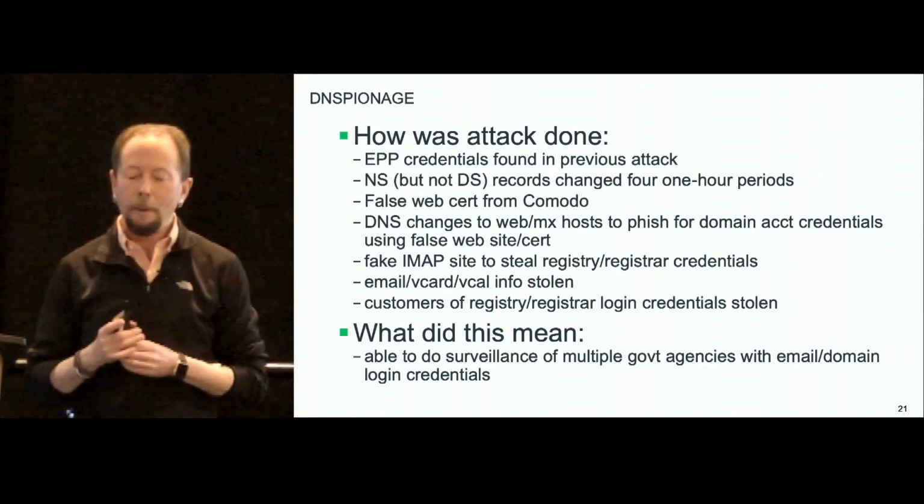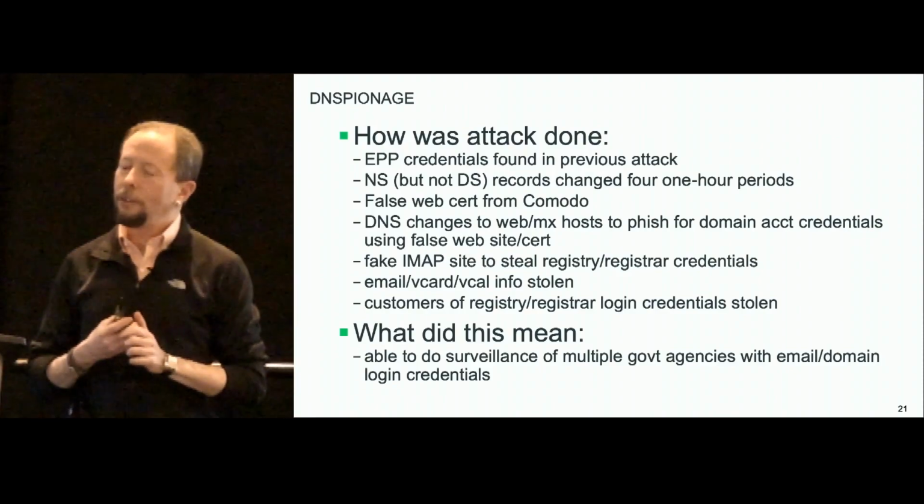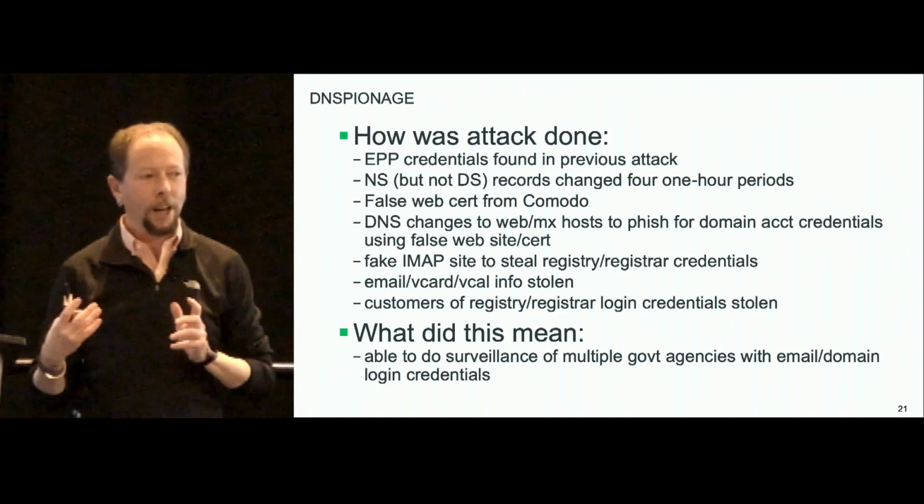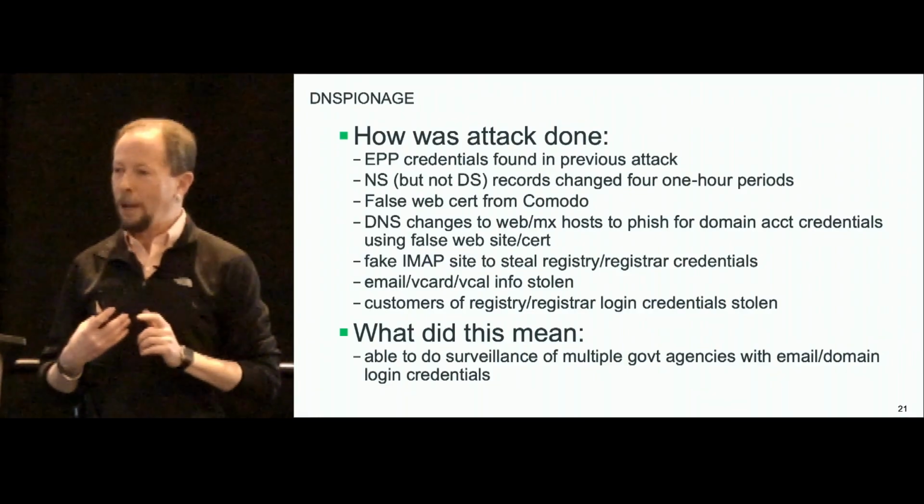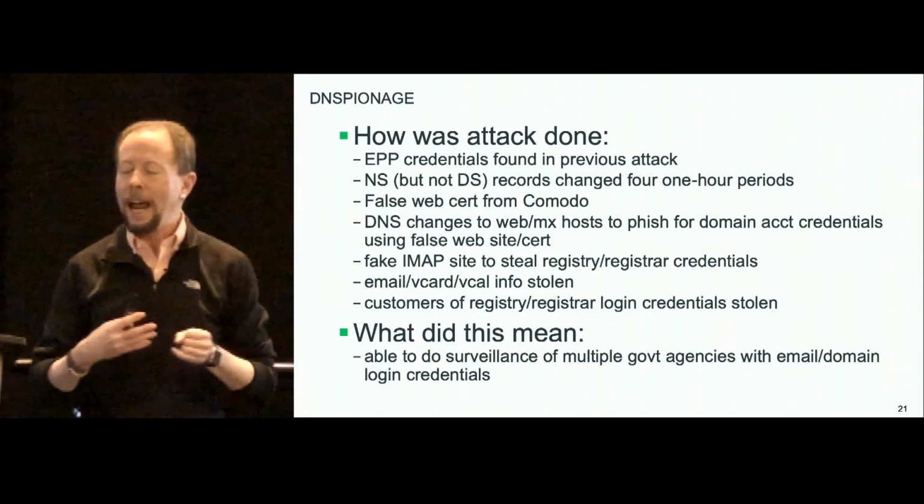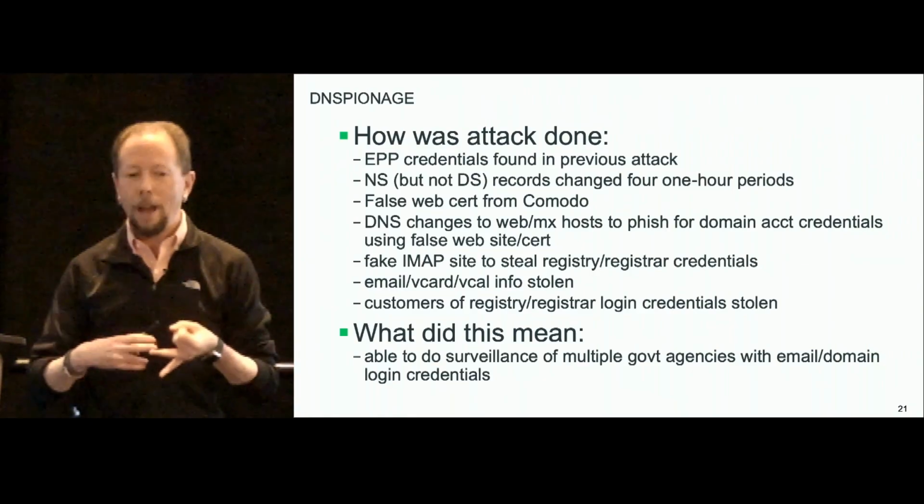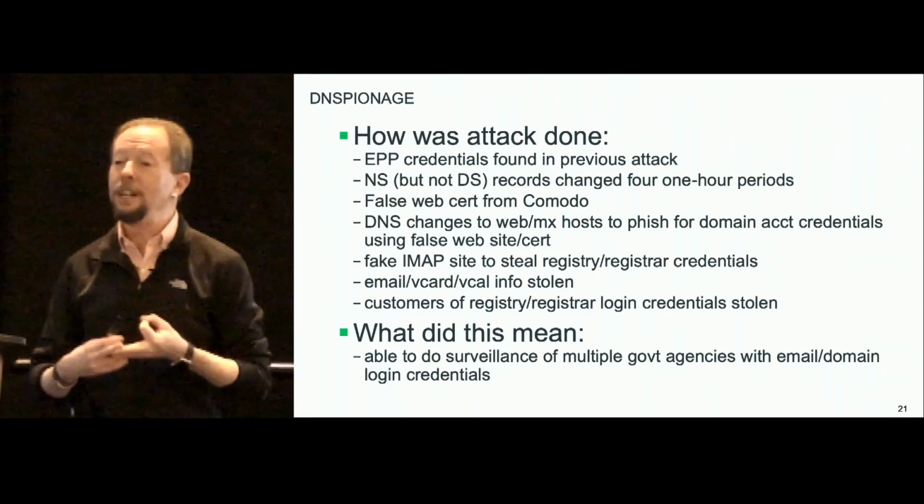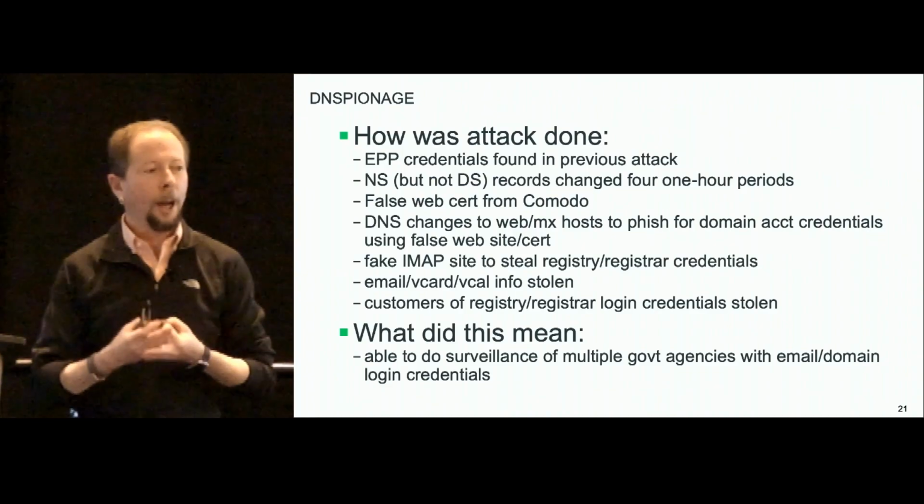And so what they would do was, at that hour, they would change the NSs, and they would now point to their own, which had IMAP and web and other things pointing to machines of theirs that they had set up, man in the middle.